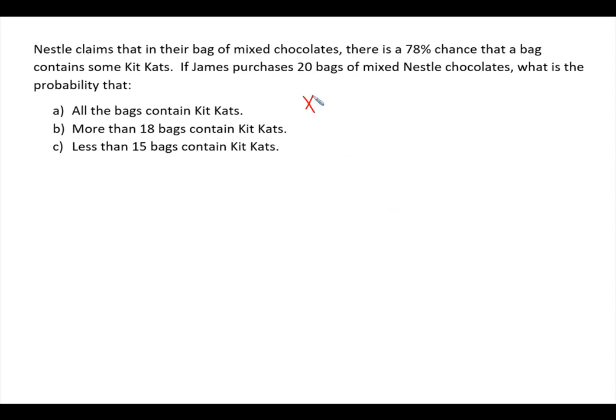If we define our variable, x is going to represent getting a Kit Kat in the bag. The probability of this happening, they say, is 78%. So we have x is binomially distributed. Our number of trials is going to be 20 because he buys 20 bags, and the probability of success of getting a Kit Kat is 0.78, which is 78%. You always want to state these parameters, so let the examiner know that you recognize this is a binomial distribution question.